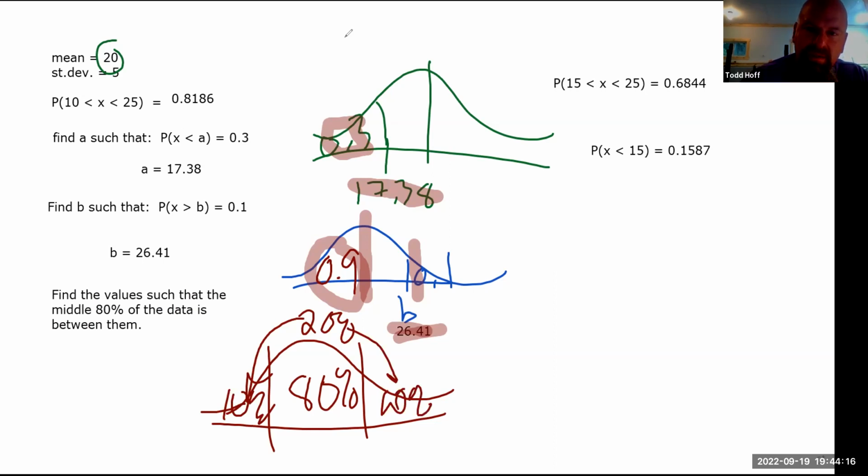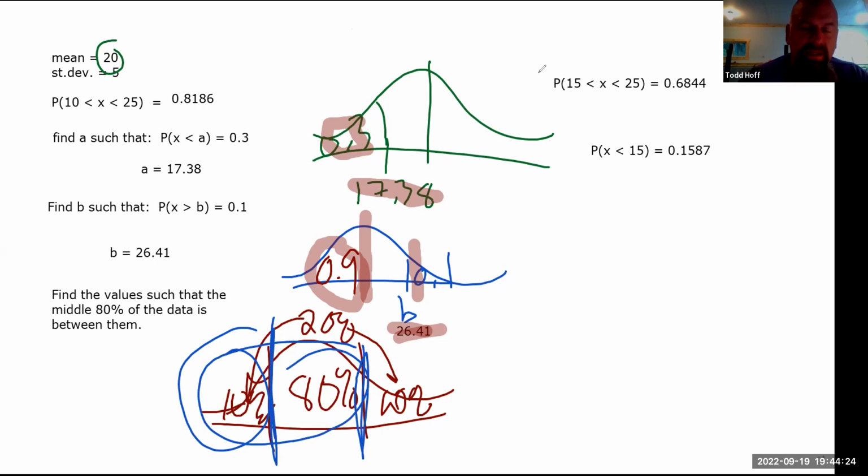So that means that we have this cutoff here that has 10% to the left, and this cutoff here that has 90%, 10 plus 80, to the left. So we need to do the inverse normal for 10% and the inverse normal for the 90%. So let's find those two probabilities and we'll plug them in here.